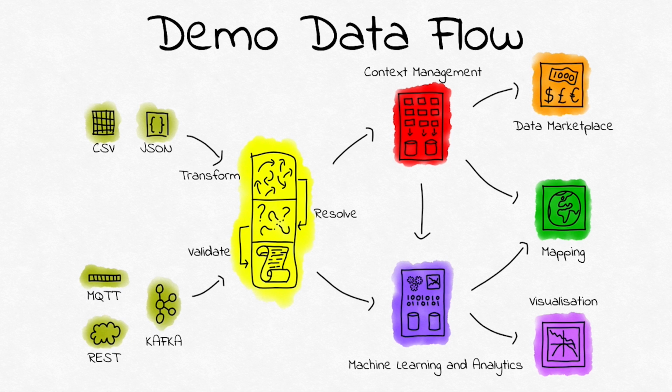So once we've achieved this, we also want to visualize data, and we have atomic services for this, for mapping, visualization, graphing, and stuff like that. The final thing we'll show is the marketplace. We will take data, NGSI data, from the context management system and feed it into a data marketplace.